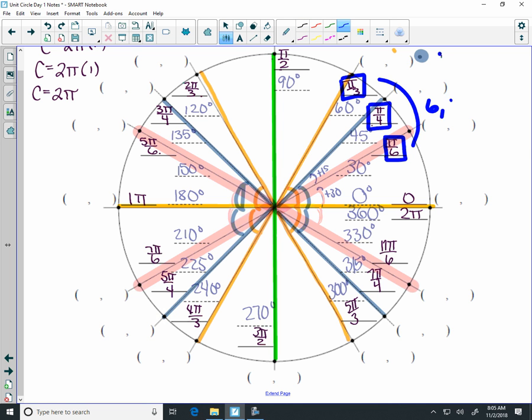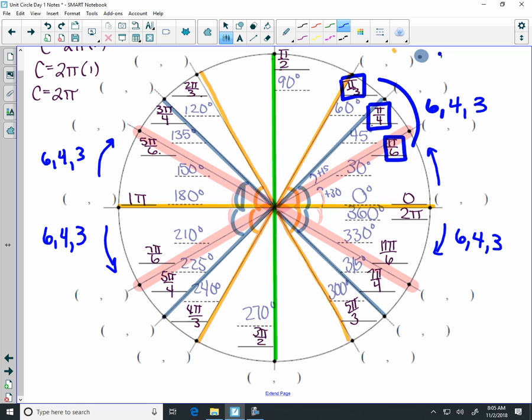So 6-4-3 is the order here, starting after 0, going around the circle. 6, 4, 3. And then really, if you start over here at pi, it works again this way. 6, 4, 3. That's how your denominators work, starting at the x-axis every time, though. You can't restart. Don't restart it like pi over 2. They'll be in the wrong order.